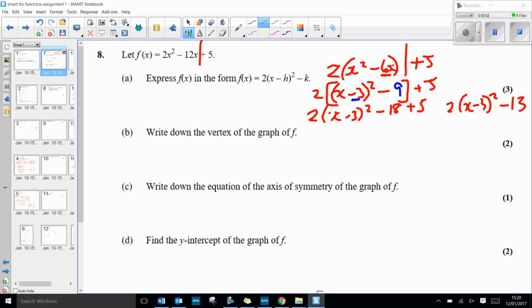I've done the vertex, that's given by these two numbers, so that's positive 3, negative 13. Equation of the axis of symmetry is given by this value here, so that's x equals 3. Y-intercept is going to be given by the end value up here, so that's 5.